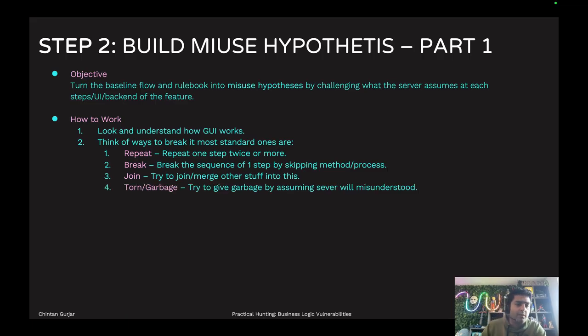The fourth one is tone and garbage. Try to give garbage, assuming the server will misunderstand. So let's say I look at the flow here.